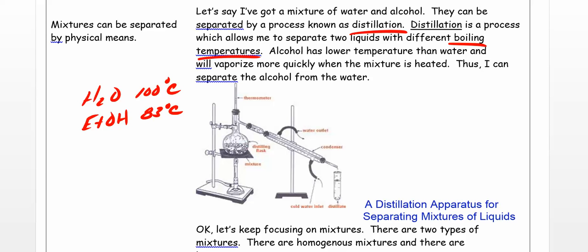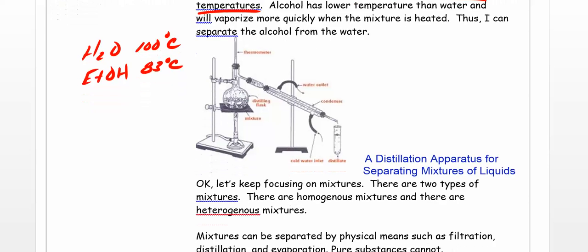So we're talking about a physical separation technique that separates two liquids based on their differing boiling points, okay? That's our first physical separation. So remember again, mixtures can be separated by physical means. Pure substances cannot be separated by physical means. Those require something called chemical means, and I'll show you those in a moment.